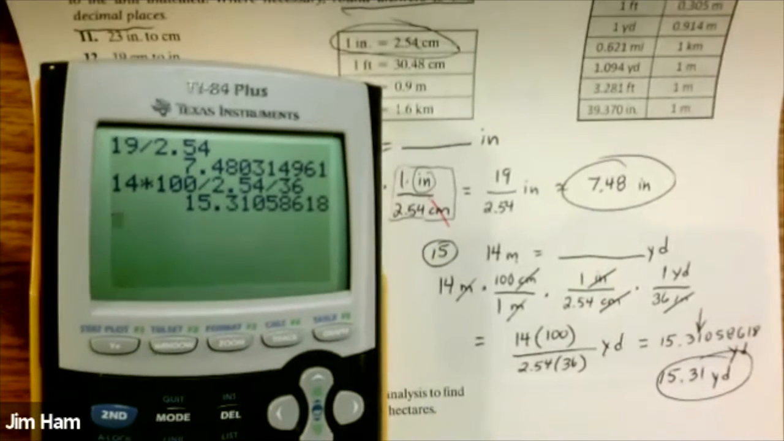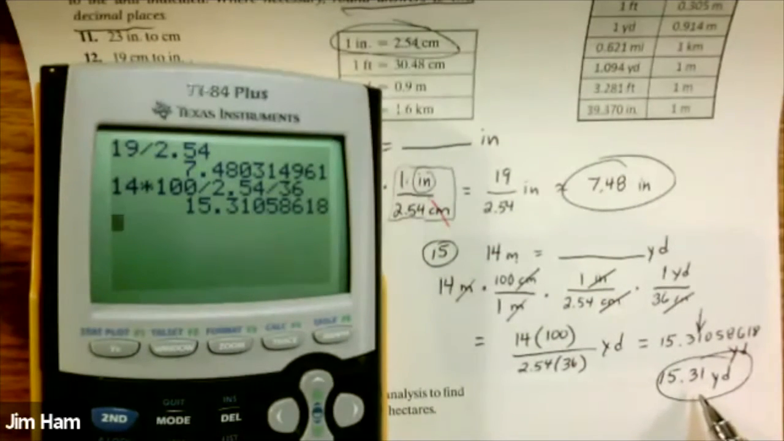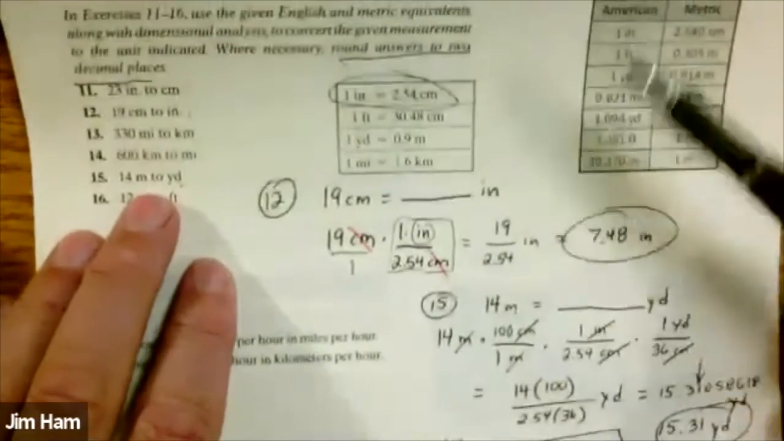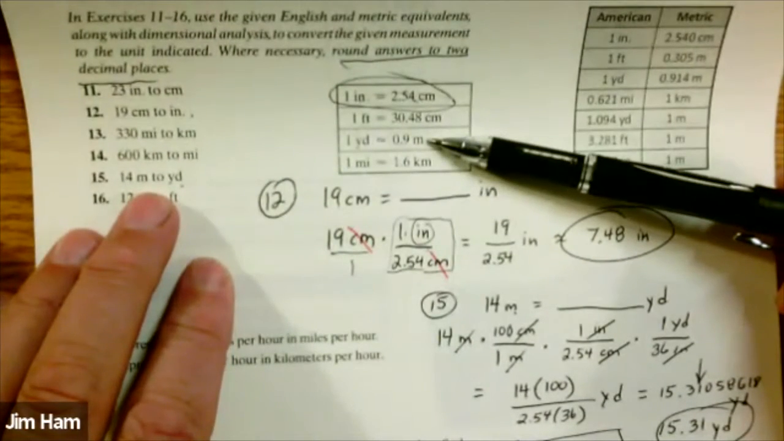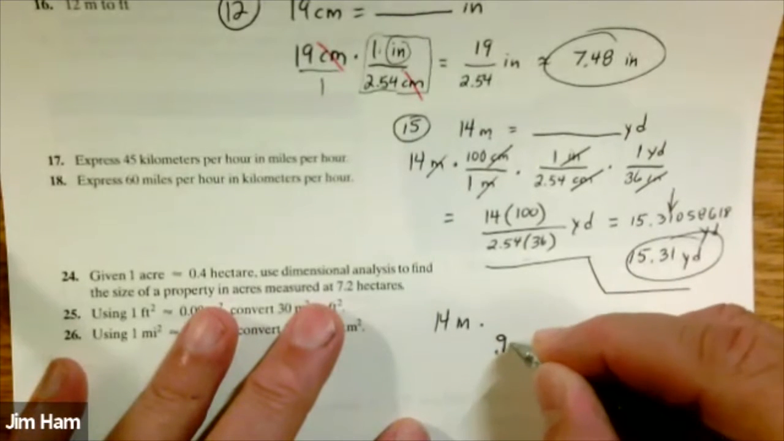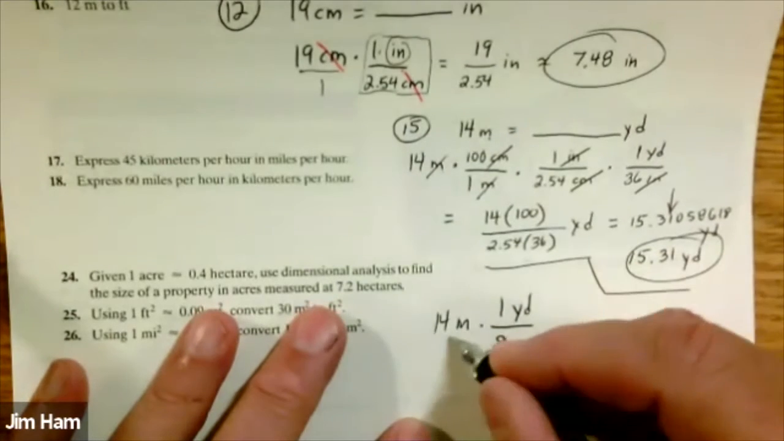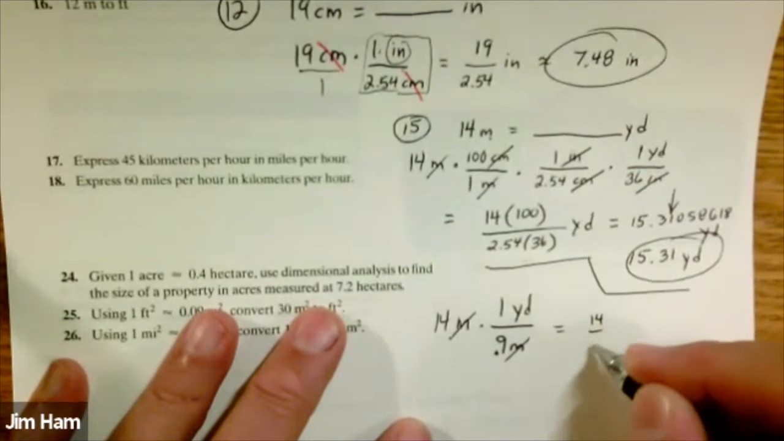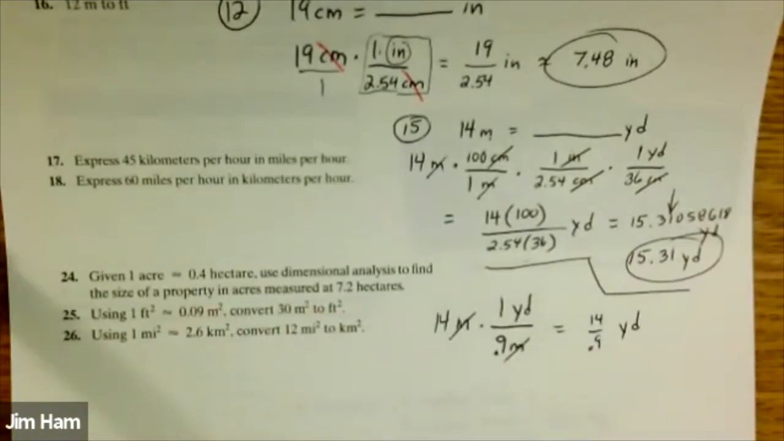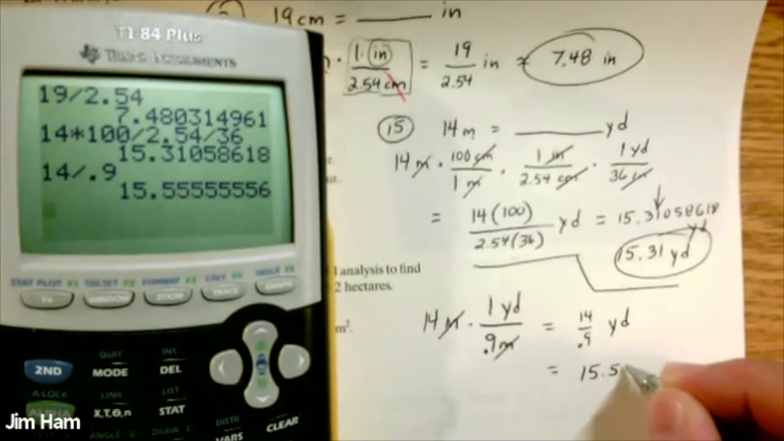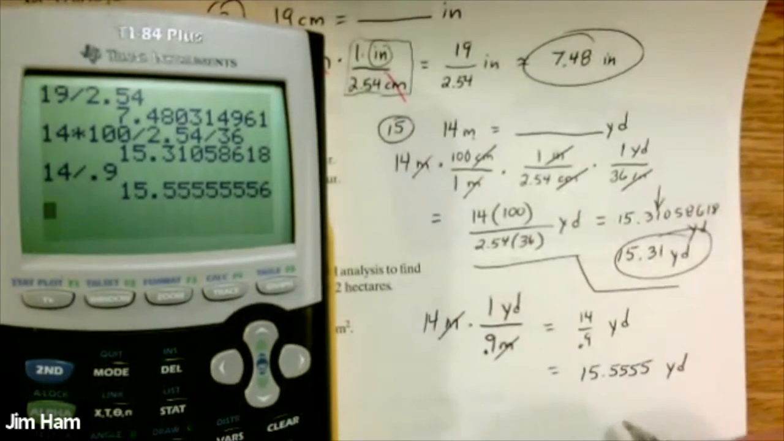Now, you can do the problem correctly, yet still get a different estimate than this. But the estimate should be close. So now let me do this problem a different way. Here we have a conversion from meters to yards. So I'm going to use this one now. So 14 meters, and we know that 0.9 meters is equal to 1 yard. Well, if we cancel out the meters, we're left with yards, and that's the unit we wanted to convert to. So I have 14 on the top, 0.9 on the bottom, and that's in yards. Do the conversion on the calculator, and we get 15.5555 yards.